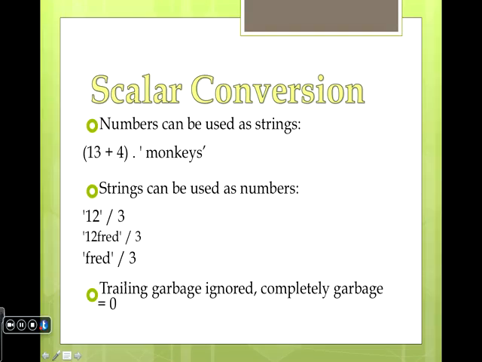Strings can be used as numbers too. Here, for example, when it sees this one, it knows that you meant a number, not a string, so it will divide it by 3 and the result will be 4. Here, when it sees this, it will understand that maybe you made a mistake, so it will keep doing what's supposed to be done: 12 over 3 is 4, and it will ignore the phrase, so it gives you the number 4. Here, since there is no number, it will give you a result of 0.